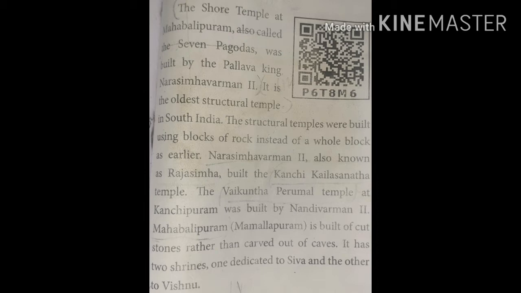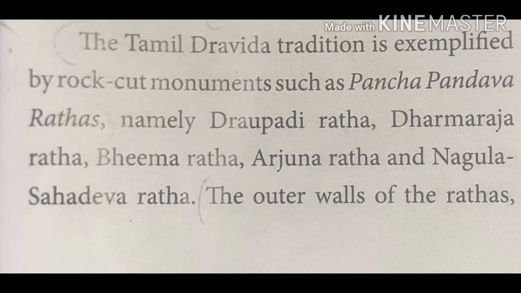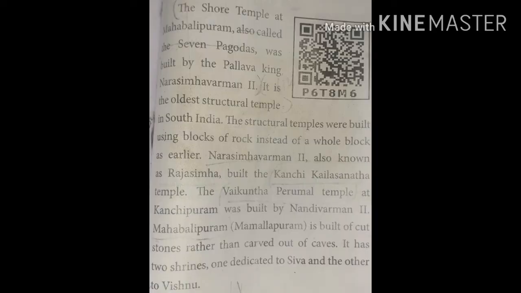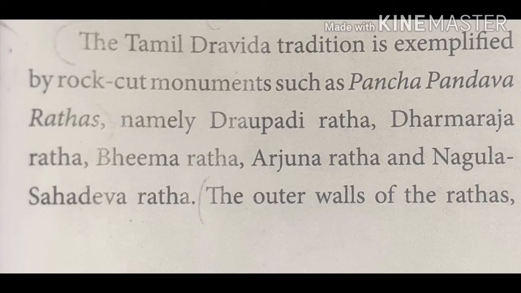The Shore temple at Mahabalipuram, also called the Seven Pagodas, was built by the Pallava king Narasimhavarman II, and it is the oldest structural temple in South India. Narasimhavarman II, also known as Rajasimha, also built the Kanchi Kailasanatha temple.